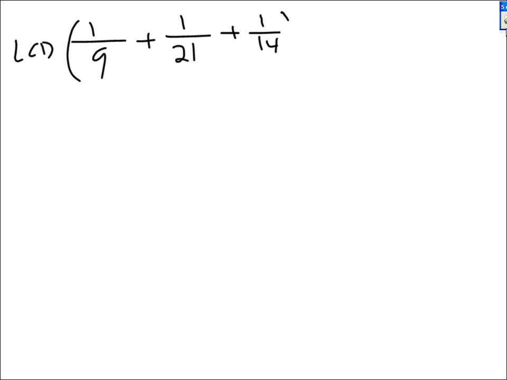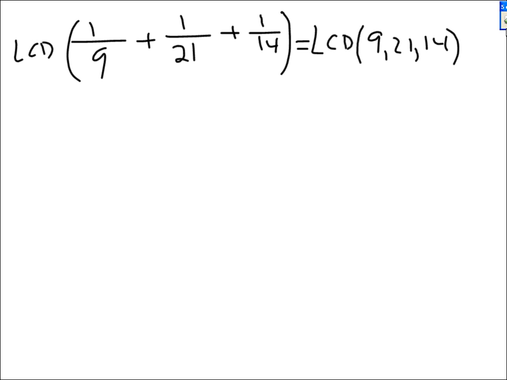Okay, one more problem. It's going to be slightly different, but not much. And so maybe we'll do two more. Suppose you want to add or subtract three fractions. What if you have 1 over 9 plus 1 over 21 plus 1 over 14? And you want to find the LCD for that. Well, this is going to equal the LCD of 9, 21, and 14.